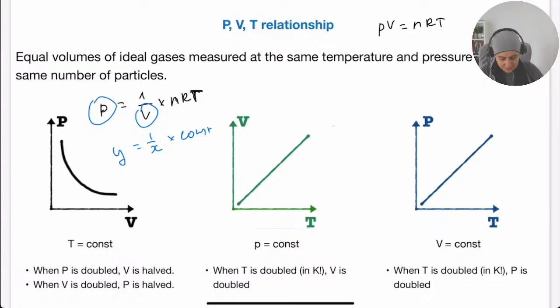Now, what if they ask you to plot V against T? Well, I do the same. I have to keep V on the left on its own, so I will divide both sides by P. So V equals nRT over P. V is my y-axis, T is my x-axis.